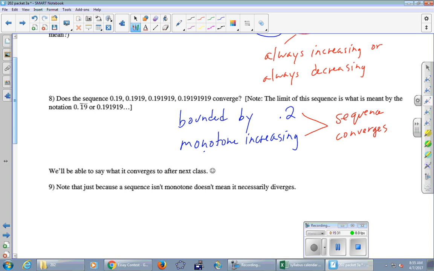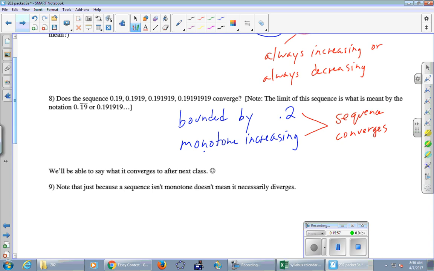Don't read too much into this theorem. It doesn't mean that the only sequences that converge are the ones that are bounded and monotone. There are other sequences that can converge that are not bounded. Sorry, it's got to be bounded. But there are sequences that can converge even if they're not always increasing or always decreasing. So don't read too much into it. This is just one way a sequence can converge, but there are others.